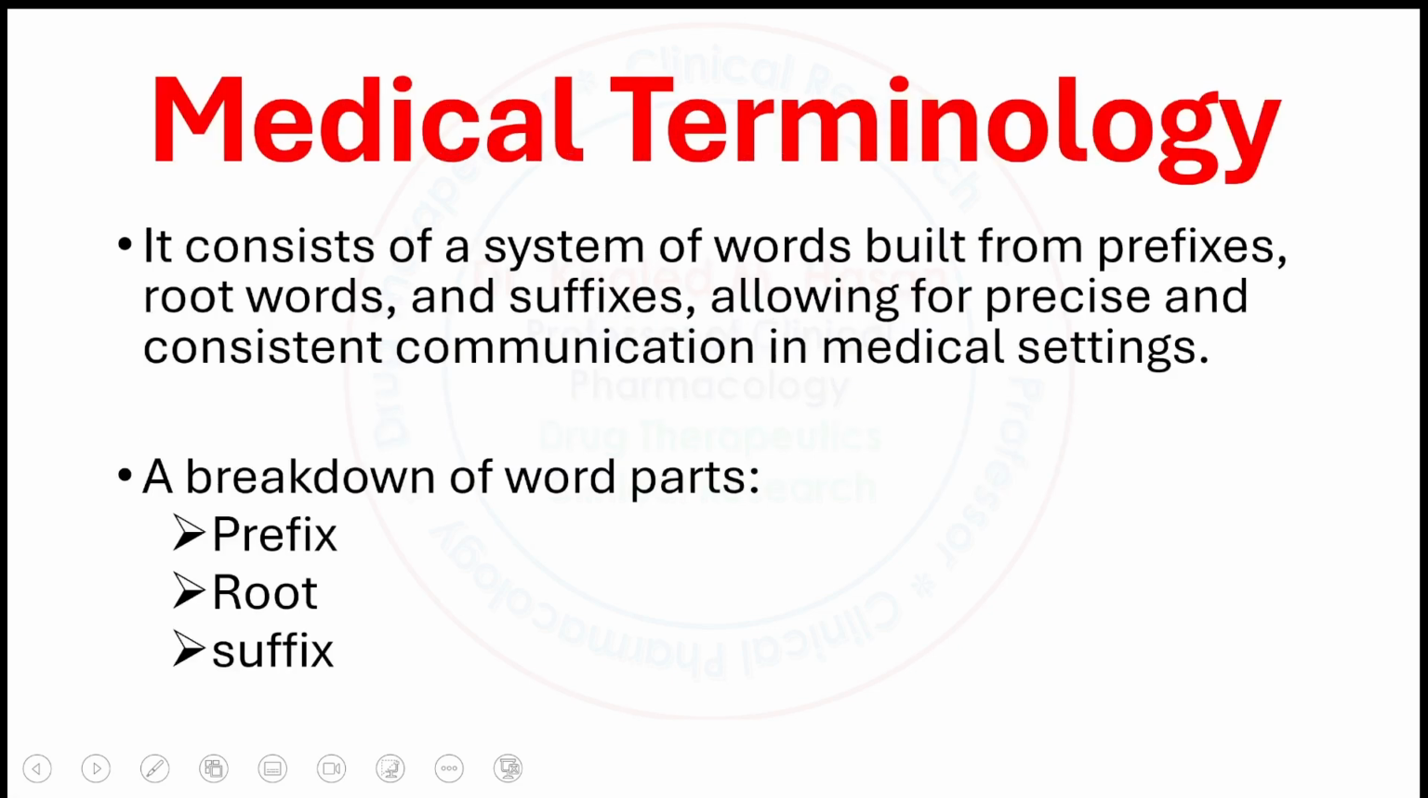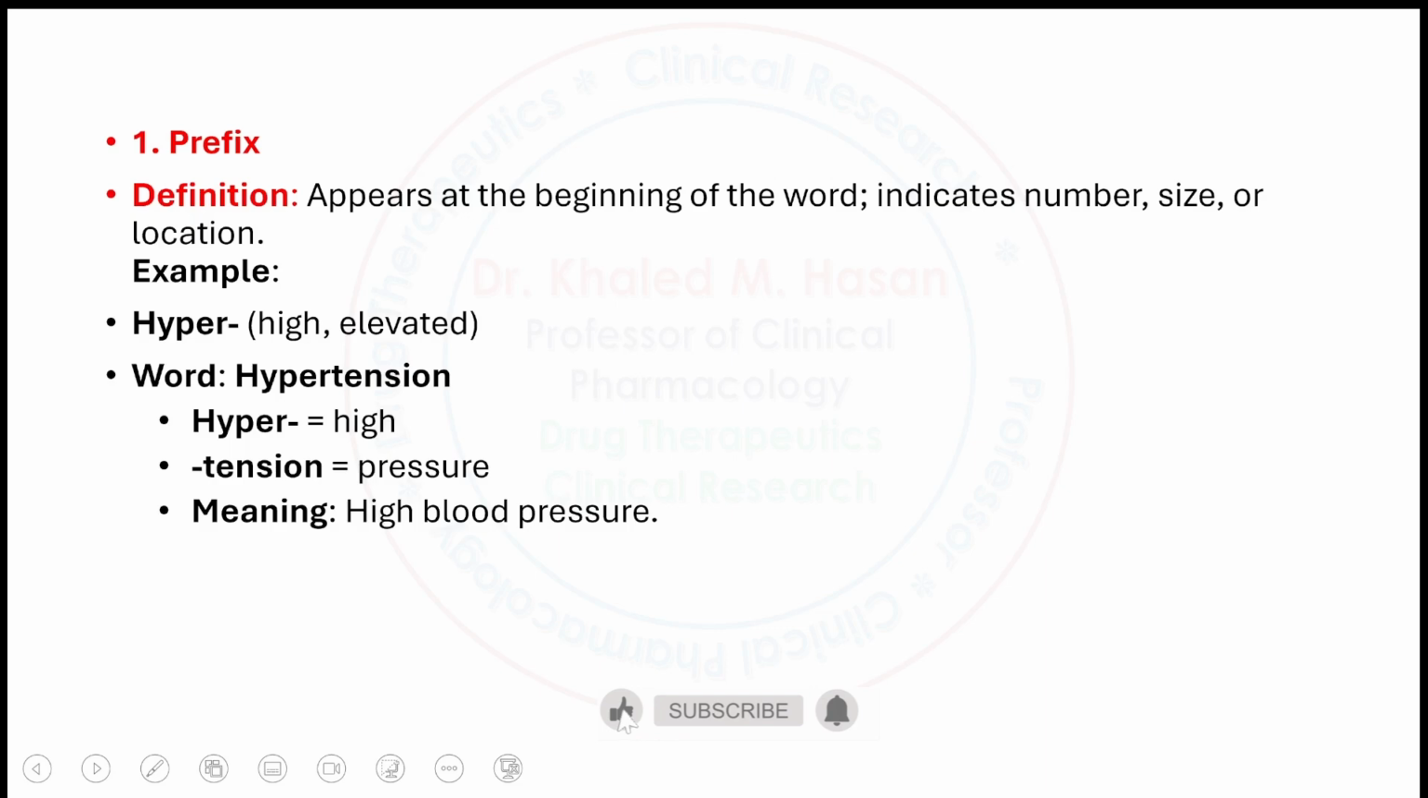Okay, so medical terminology consists of three main parts. As you can see here in this slide, we have prefix, root, and suffix. The word is divided into three main parts: prefix, root, and suffix. We give you some definitions here, starting with the prefix. A prefix is a term that appears at the beginning of the word and indicates number, size, location, or could be color. We are going to give some examples that help us understand the prefix.